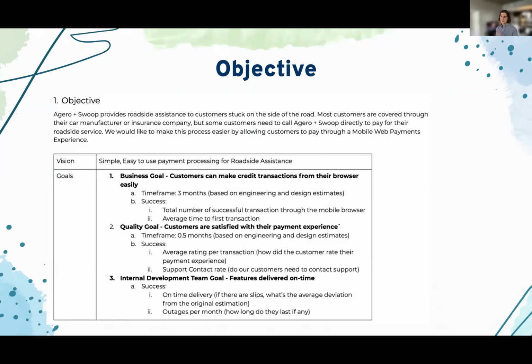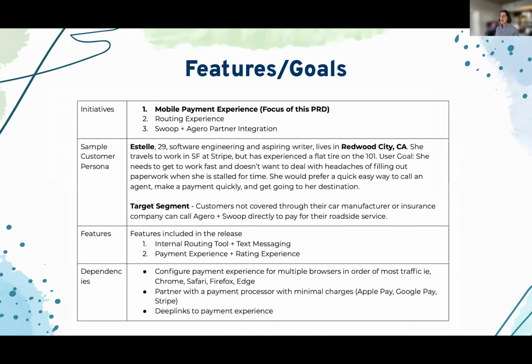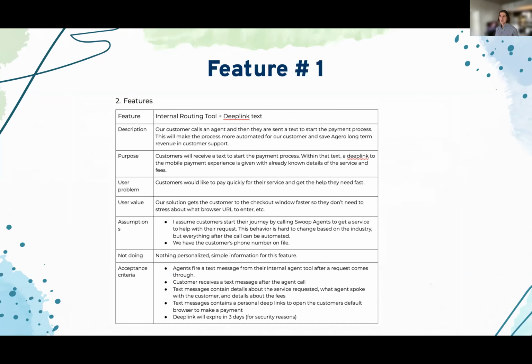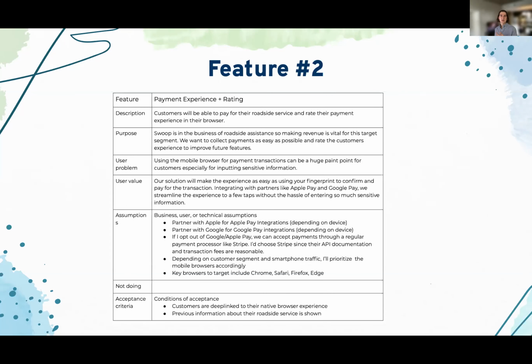Again, very succinct and pretty clear on what the time frame is, what the success looks like, and what I'm trying to do. And then I specifically go down each feature. I want to focus only on mobile payments. Here's a sample persona. Here are the 2 features and dependencies, and then I drill down into the 2 features. One being the internal routing tool, with the user stories and acceptance criteria, and then the next about the payment experience and ratings. Again, very clear, succinct, and it was easy for them to read and digest.